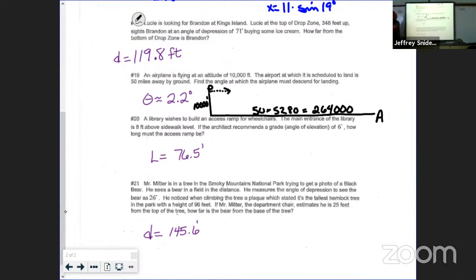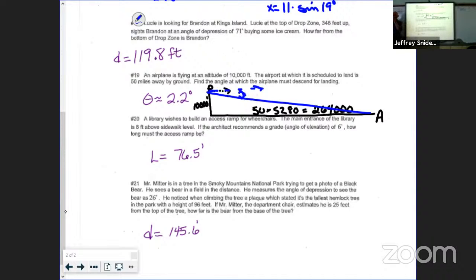Now, it says angle of descent. The angle of descent means if it's flying like this, it needs to pitch its nose down. So the angle of descent, if I go from here to here like this, this is the angle of descent.